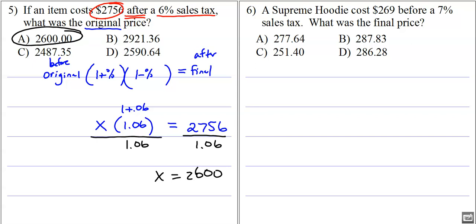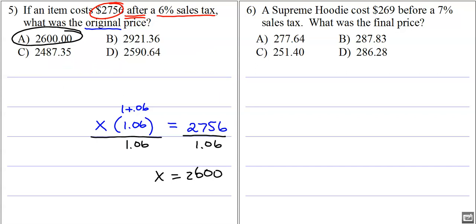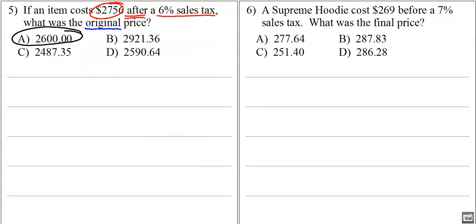I'll tell you what won't work. This is what a lot of people do, and I put this answer on all these type of problems because I know you're going to do it. So I put it on there just like the SAT does. A lot of you think that you can find 6% of 2756. So you crank it out, and you get 0.06 times 2756, and you get 165.36.